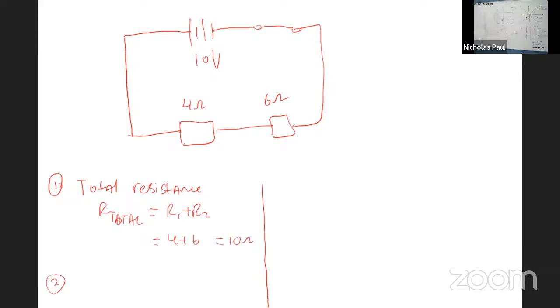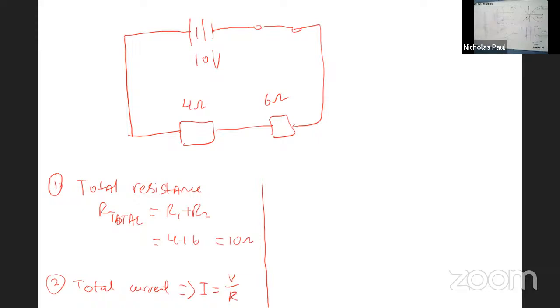So I need a little help now. I want the current in this circuit. I want to get the total current to be exact. Total current. Tell me what to do. Right. So the total current, the formula is I is equal to V over R.